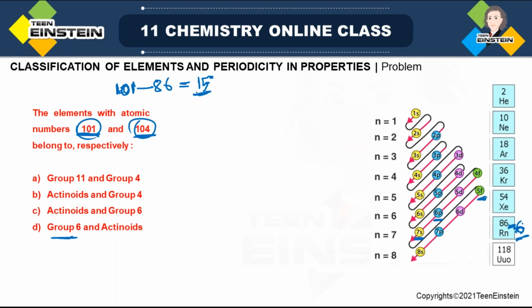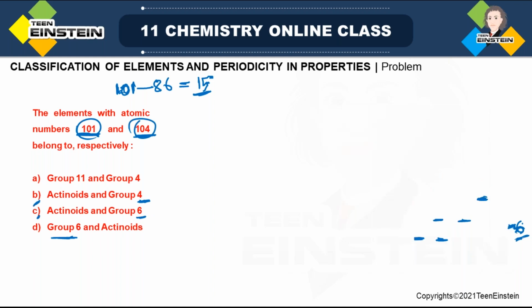After 15, 3 more electrons are present, and after 5f there is 6d, and then there is 7p. Now you have options B and C, these two actinoids that we have already confirmed for 101, so you can cancel A and D. Now when it is actinoids, the next element 104 must be from group 4 or it must be from group 6.